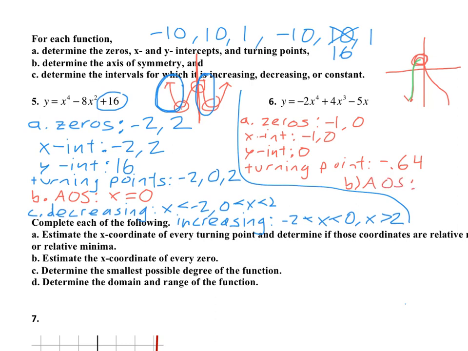All right, so now we just have to say, well, part B is the axis of symmetry, but it doesn't have an axis of symmetry because it's not symmetrical. And then for part C, we have to say where it's increasing and decreasing. So it is increasing when x is less than -0.64. And then after that point, it is decreasing when x is greater than -0.64.